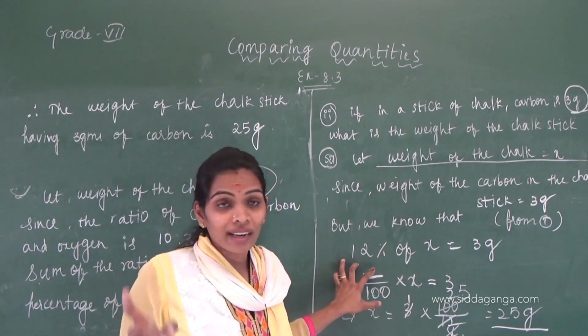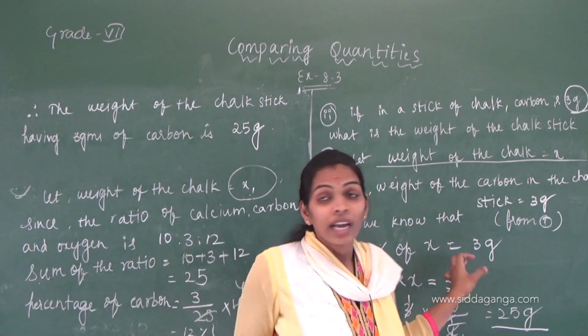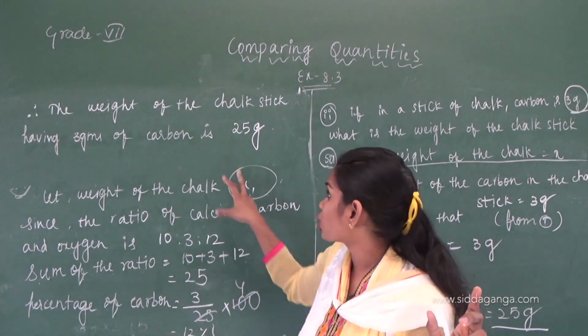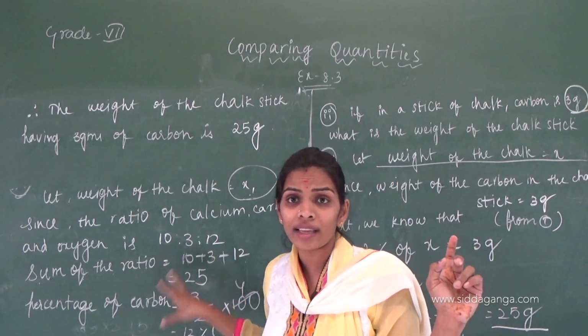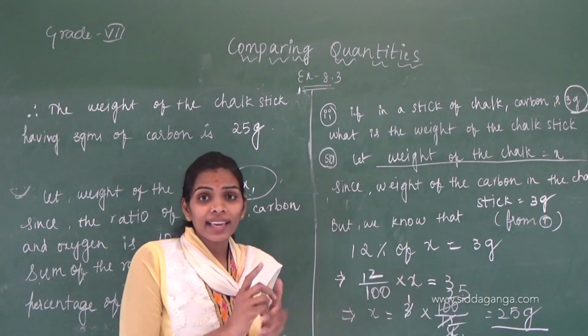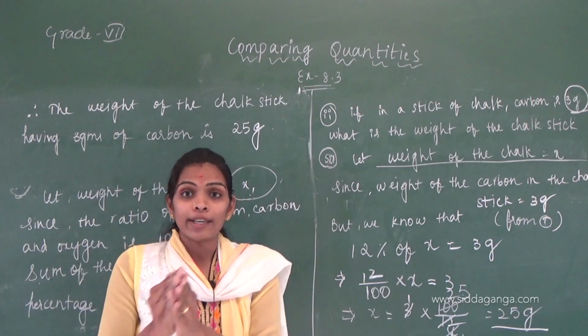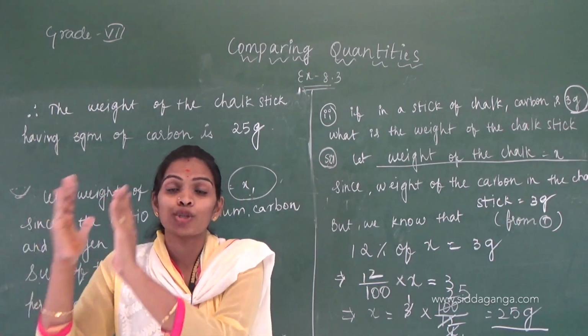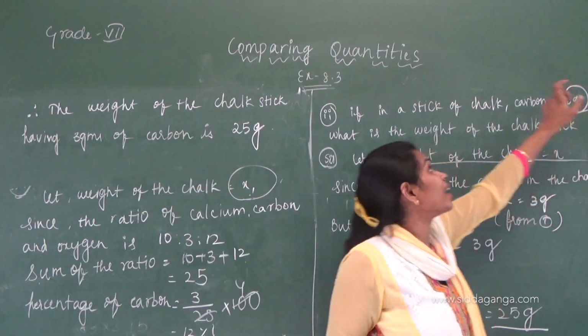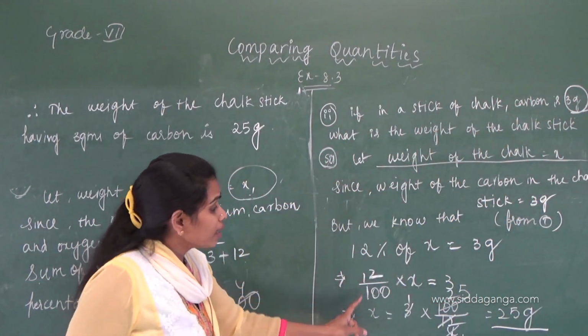You have to be very clear that 12% of carbon is there in the chalk in this ratio, which means 12% of the chalk is carbon in one chalk. So I take 12% of the chalk stick equals 3 grams. In the question itself they are giving this. That is what I am saying clearly.